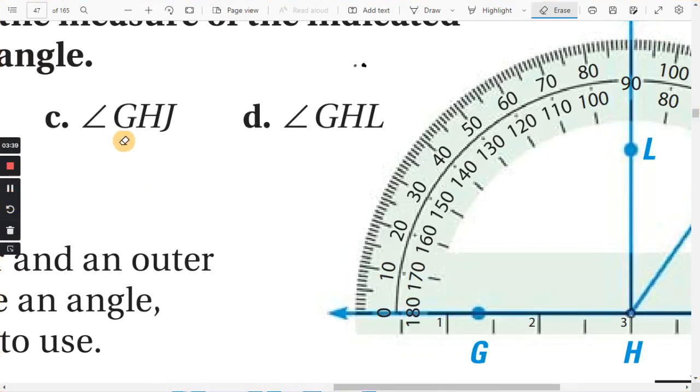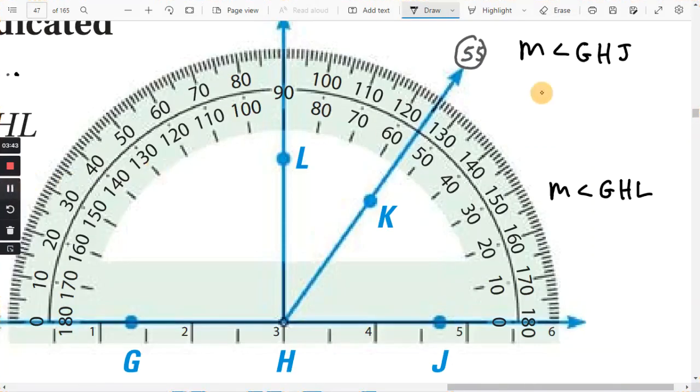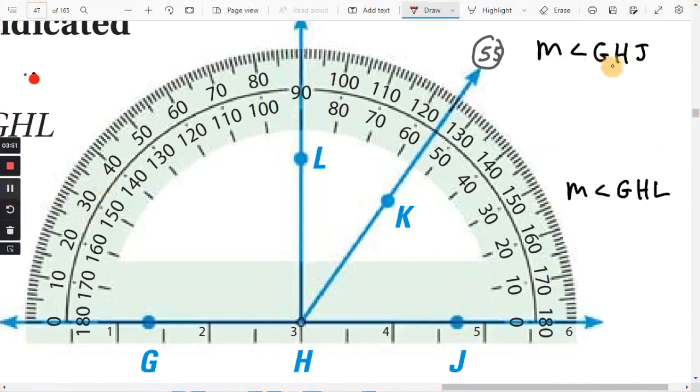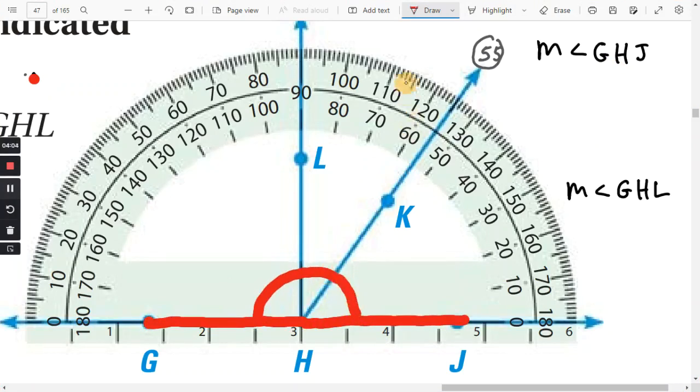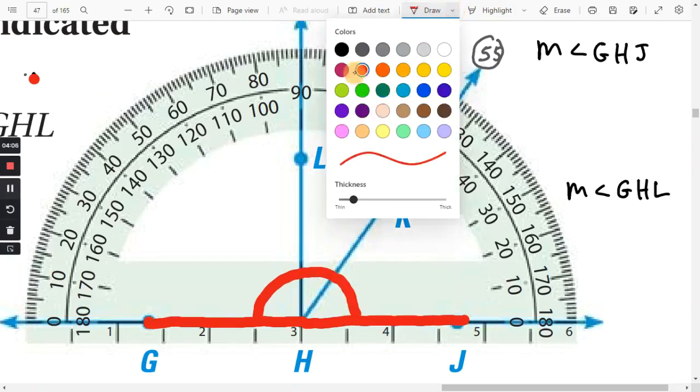All right, next up we have GHJ and GHL. So please try the measure of GHJ and GHL. All right, so let's trace GHJ. Here's G, H, J. Okay, we're looking for the measure of this angle right here. And really, we know what it is without doing the math, but let's just do the math.